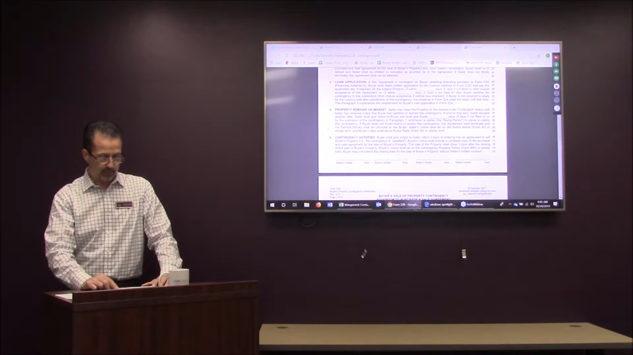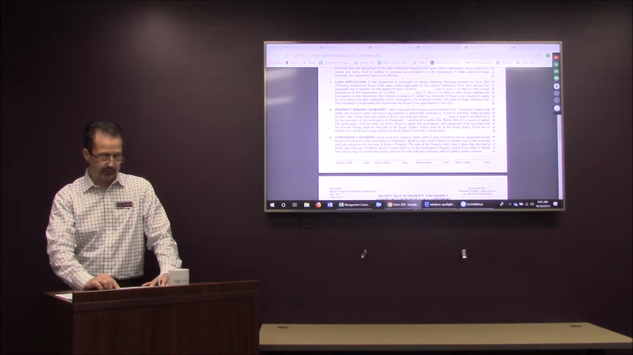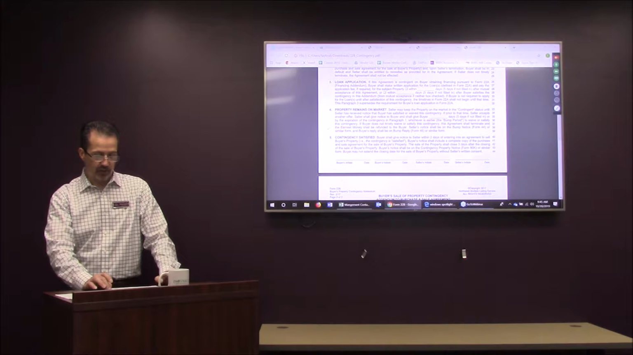Or by the expiration of the contingency in paragraph 1, whichever is earlier, which is considered the bump period, to waive or satisfy this contingency. If buyer does not timely waive or satisfy this contingency, this agreement shall terminate and the earnest money shall be refunded to the buyer. Seller's notice shall be on the bump notice, Form 44, or similar form, and buyer's reply shall be on bump reply, Form 46, or similar form. And I will come back to these two forms at the end.